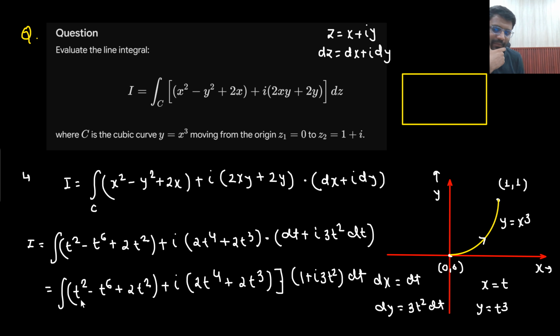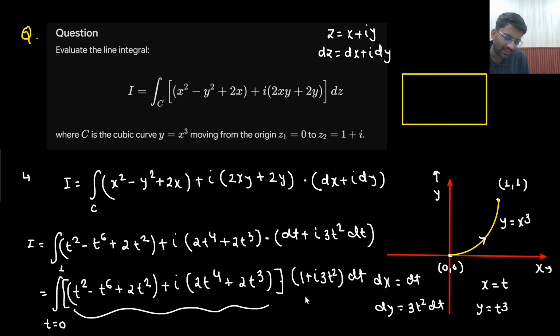Right, this is the whole multiplication. You can directly see that the calculation is already going complex. And what is the range of t? You can see that x is going from 0 to 1, so t is also going from 0 to 1. Now you notice one thing, that this whole thing is in multiplication with this part.